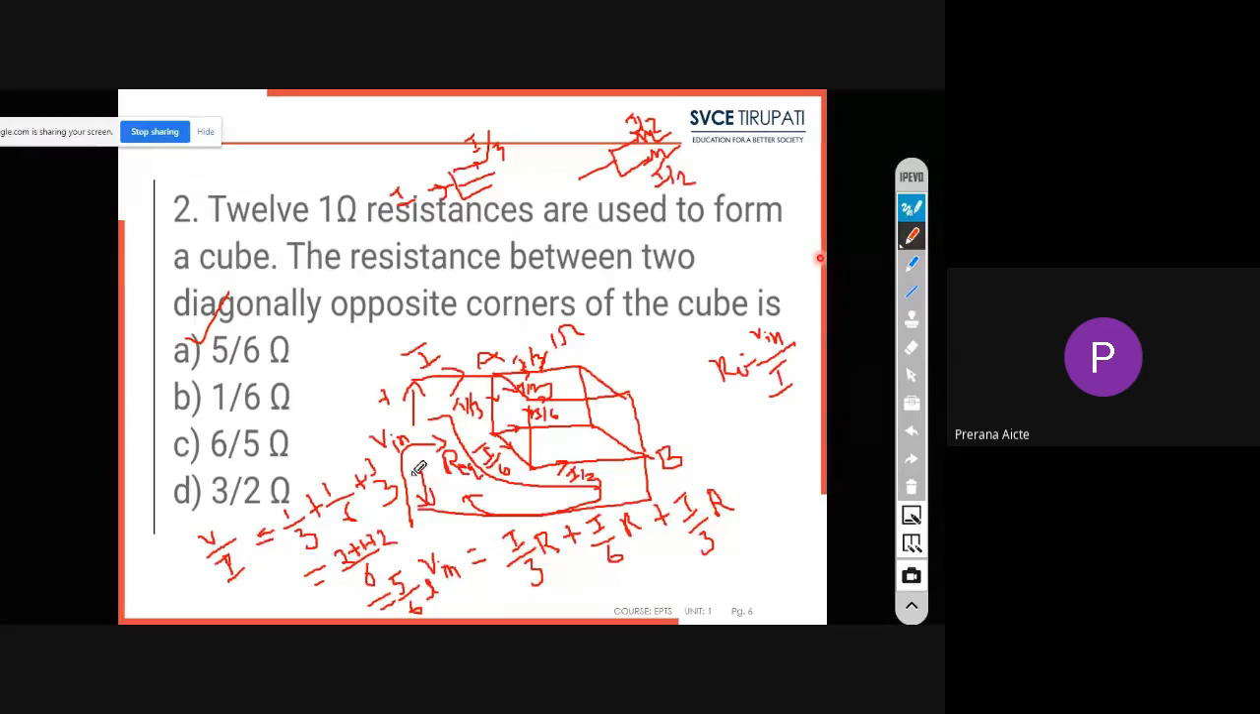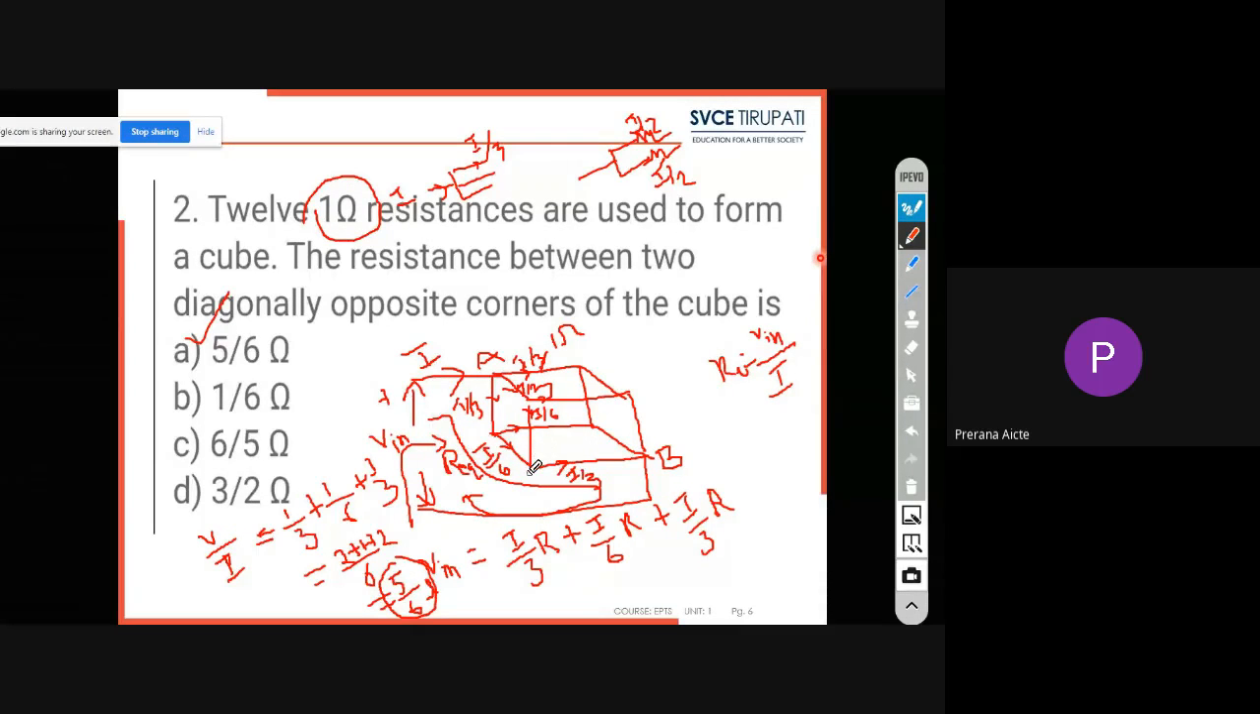R value is 1 ohm. So as I'm commenting at this point, V by I equal to what is the value? 1 by 3 plus 1 by 6 plus 1 by 3. So the LCM is 6. We can get the value 5 by 6. So while doing this practice, we can do this problem within 1 minute.